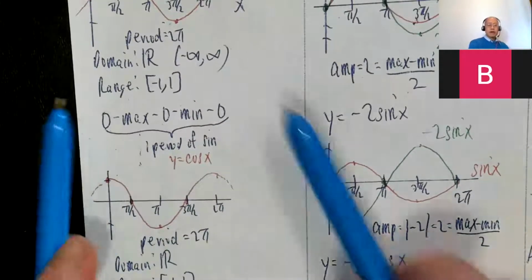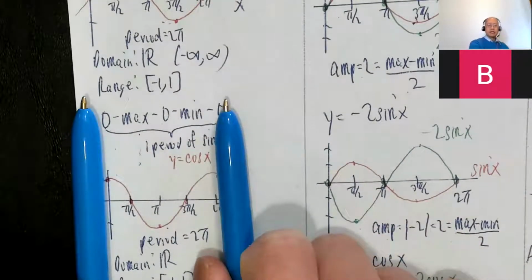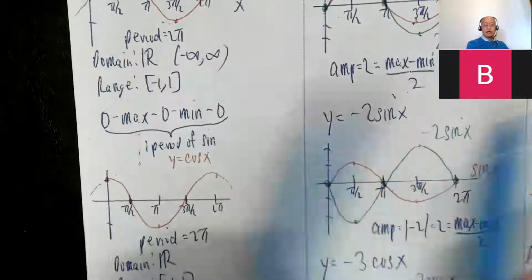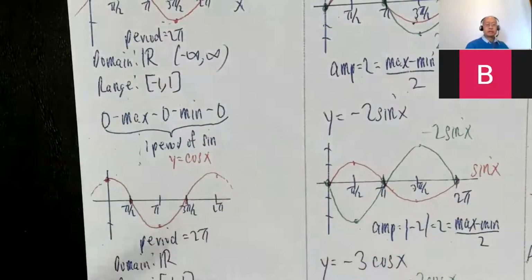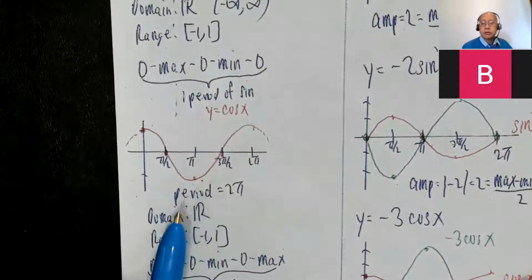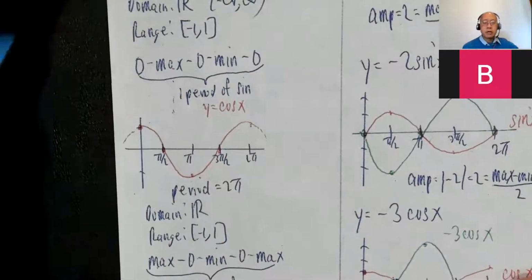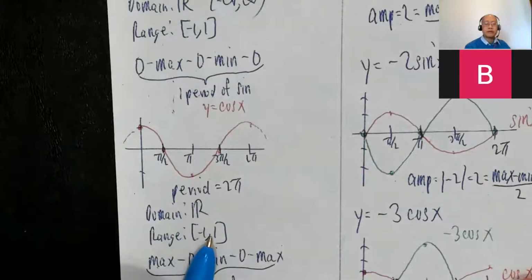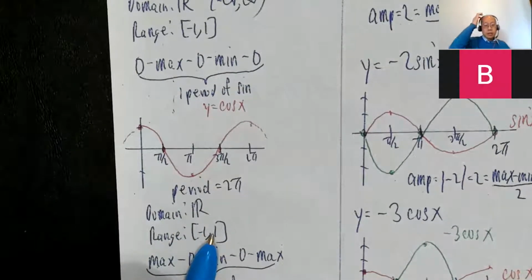So again, period is 2 pi. And again, the rest of the graph is copy and paste. Copy, paste, paste, and paste this way and paste that way, and so on. Once again, the domain is all real numbers. And the range is bracket negative 1, 1, just like the sine function.